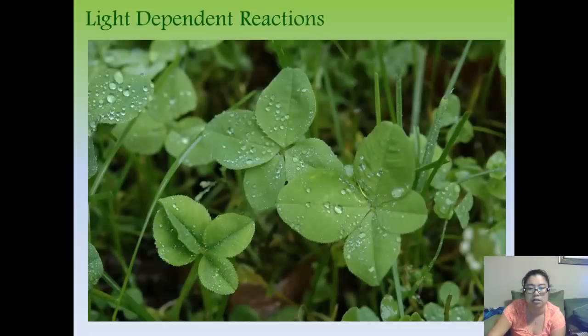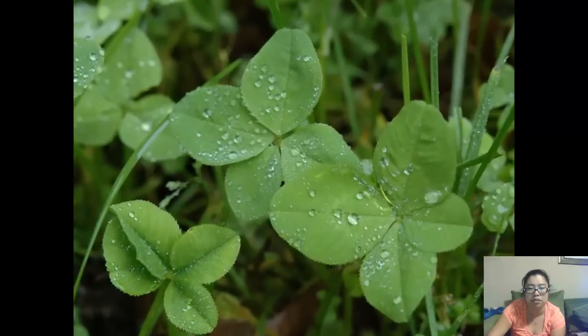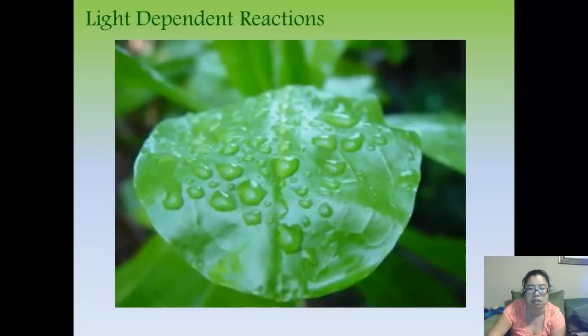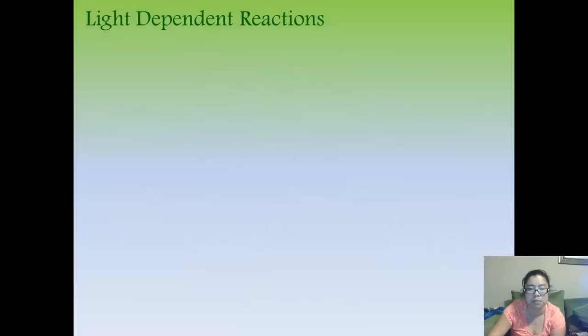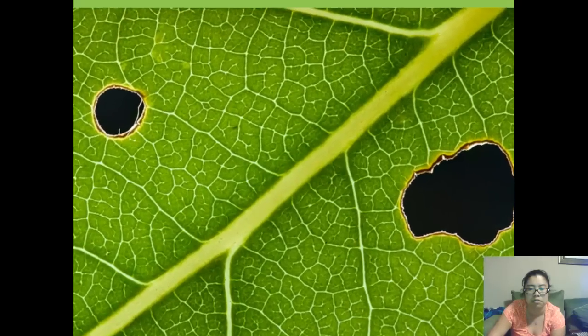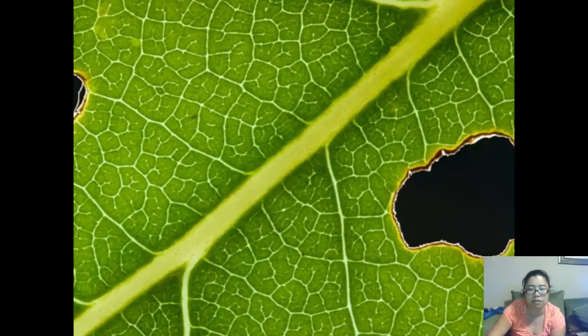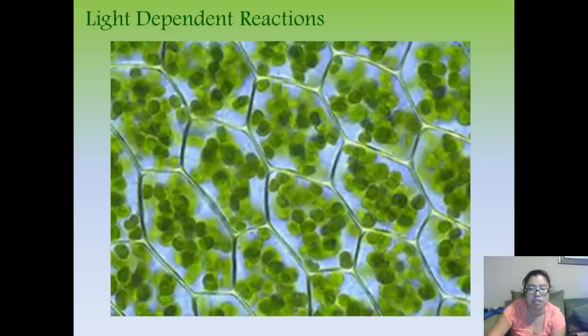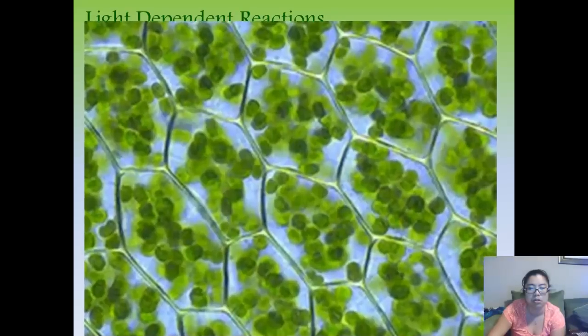So let's take a closer look at this lovely four-leaf clover. Zooming in closer to the four-leaf clover, we are hoping to get a cross-sectional view of the leaf, and we are going to see plant cells. These plant cells are separated by the cell membrane and the cell wall. Within these plant cells, they have green organelles, which we call chloroplasts.